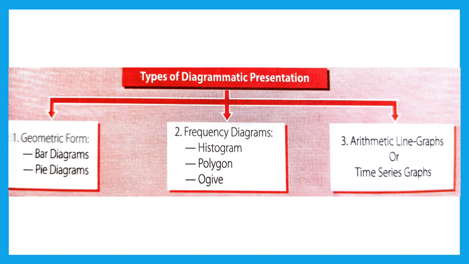So in the previous video I told you that diagrammatic presentation is divided into 3 categories: geometric forms, frequency diagrams, and arithmetic line graphs or time series graphs. In this chapter we will be focusing on geometric forms, and geometric form of data presentation can be either by bar diagrams or by pie diagrams. In our last lecture we discussed 3 types of bar diagrams. In this video we shall discuss the remaining 2 types of bar diagrams and pie diagrams.